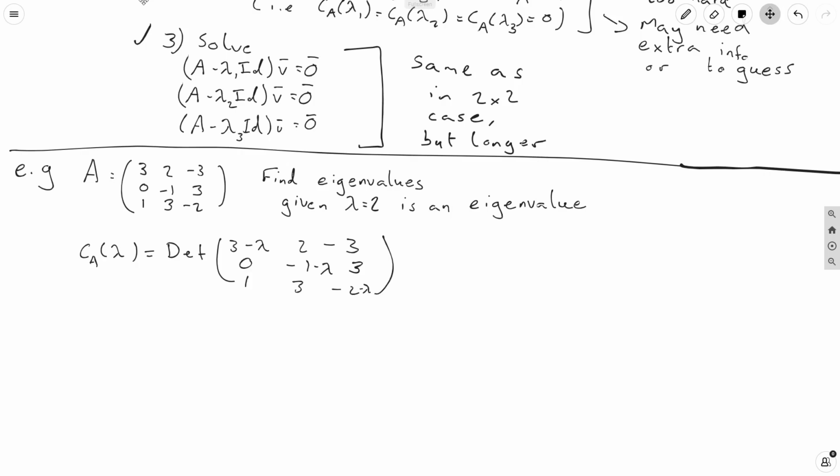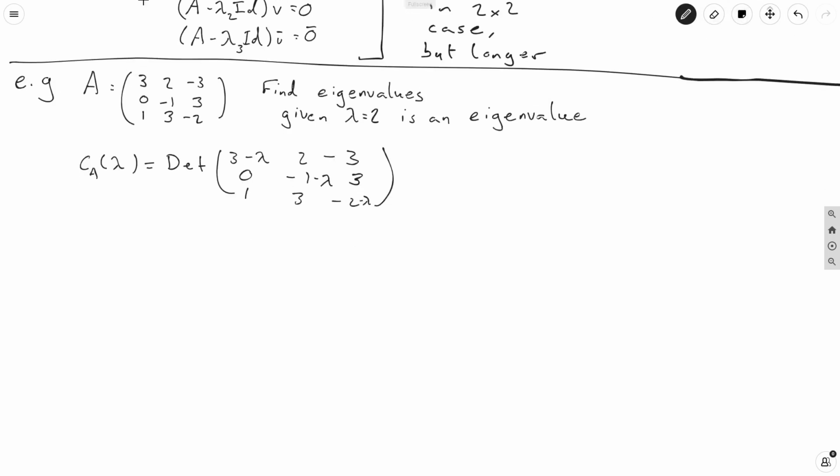Now, recall that C_A of lambda is the determinant of this matrix here. I'll go through it quickly again, but if you have trouble computing the determinant of a 3x3 matrix, I recommend going back and checking out the video we've already done on this topic. So we take the top left entry and take the determinant of the submatrix that's left over when you just take these 4 elements.